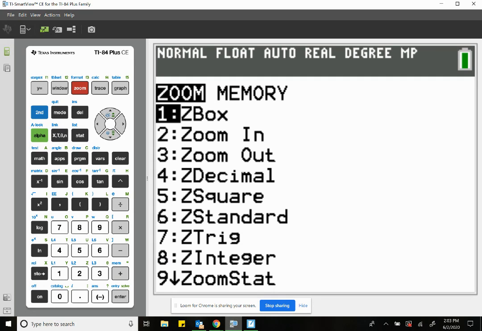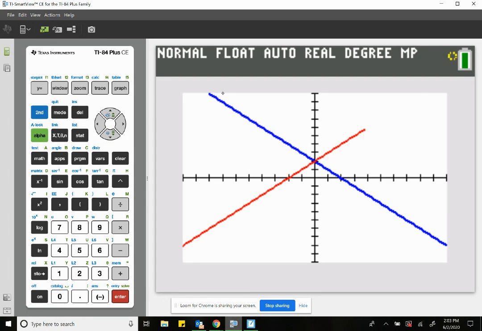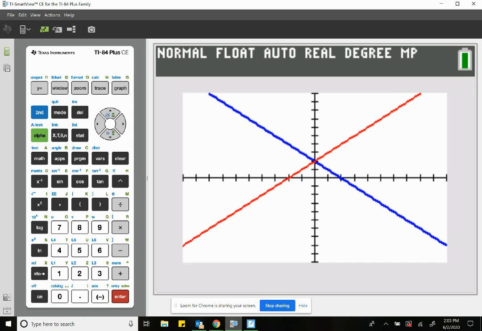Now, a couple things I would double check: I would hit zoom and go down to standard. That's going to make sure that you have a 10 by 10 graph. So I go down to standard, hit enter, and now it's going to graph it. The first line I put in is the blue one, and the second line I put in is the red one. This is y equals negative x plus 2, and this is y equals x plus 2.